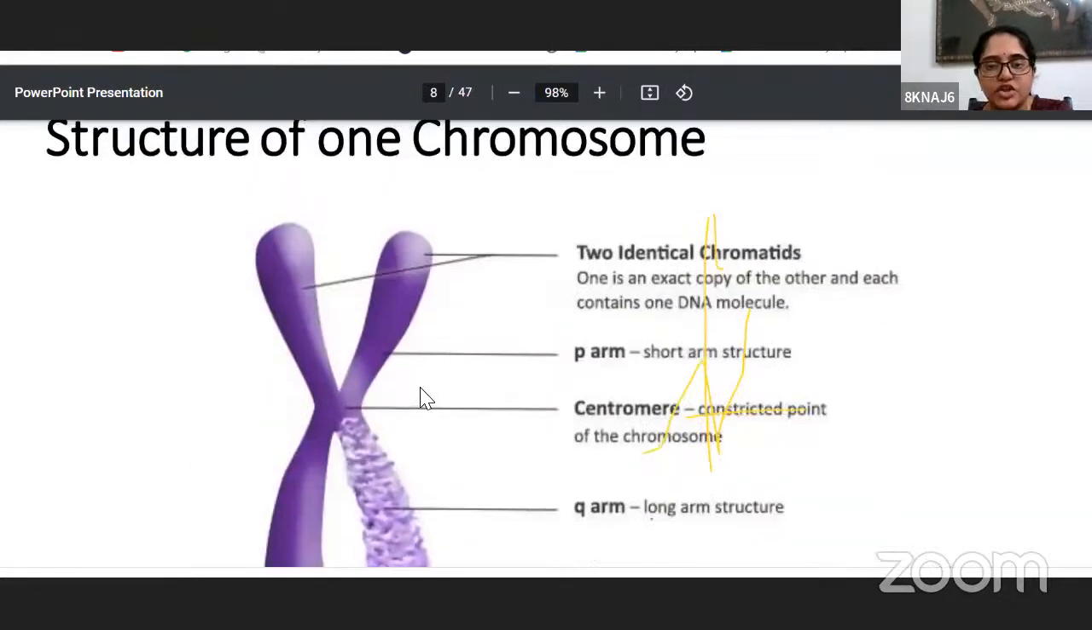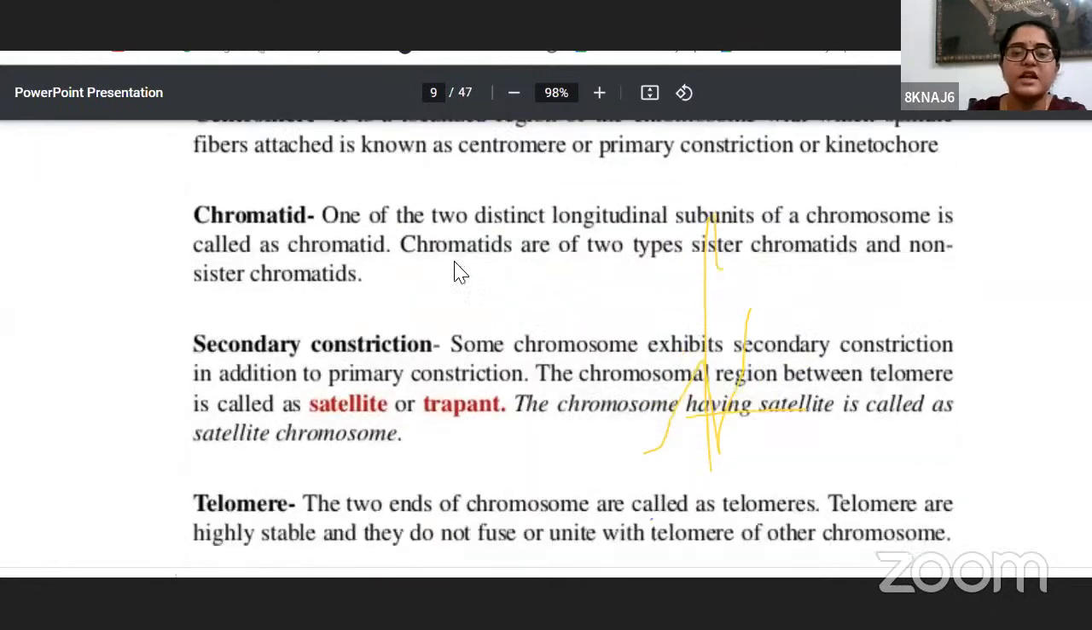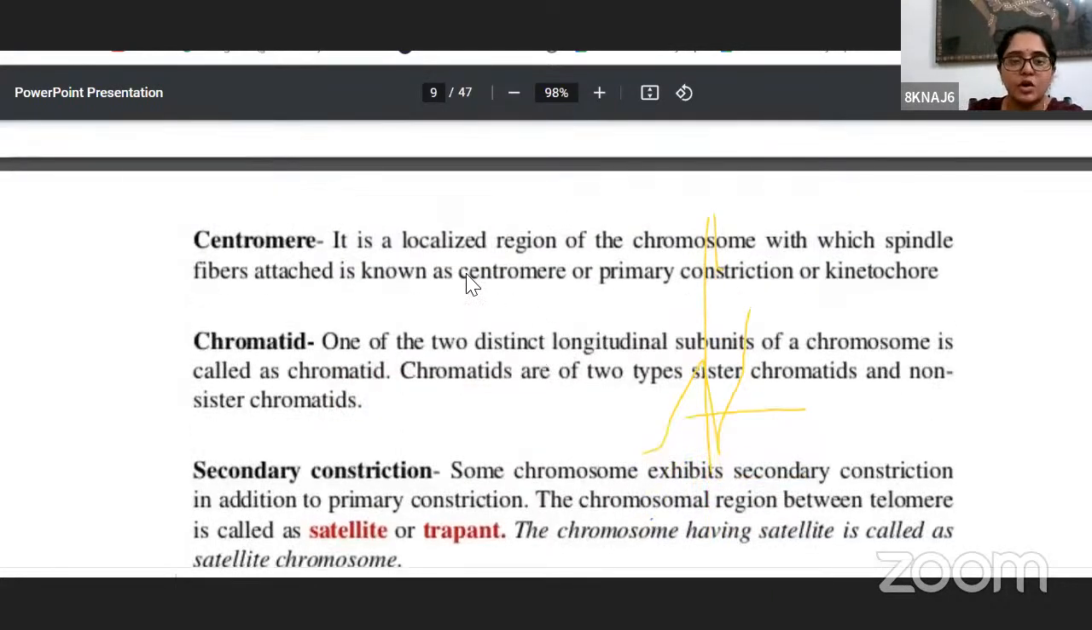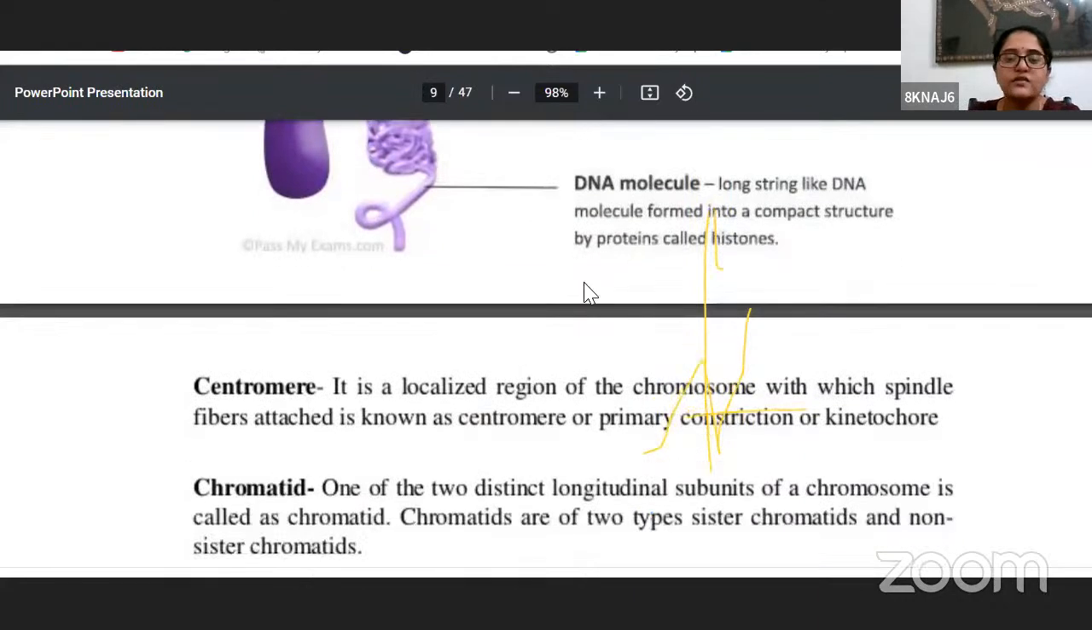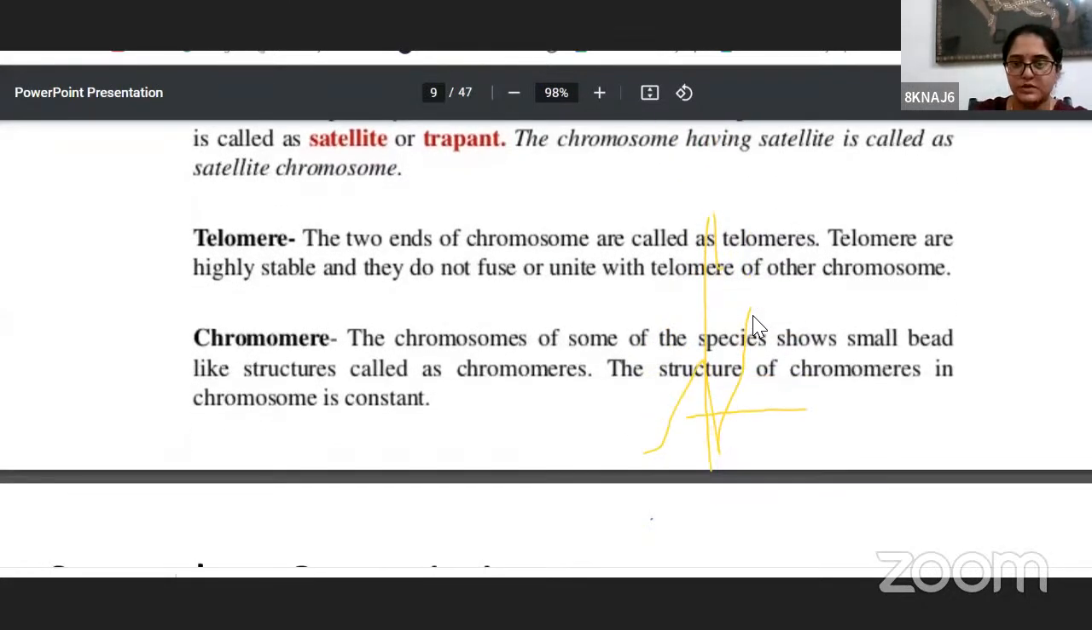Secondary constriction: some chromosomes have another constriction apart from the primary constriction, the centromere, as you can see. Another secondary constriction is called a satellite or trabant. A chromosome having this satellite is called a satellite chromosome. Telomeres are the ends of the chromosomes, and they are highly stable and do not fuse or unite with the telomeres of other chromosomes.